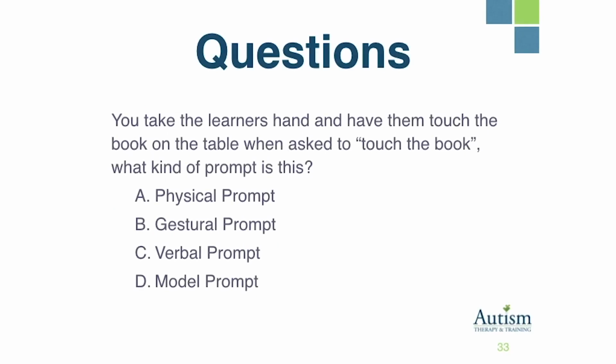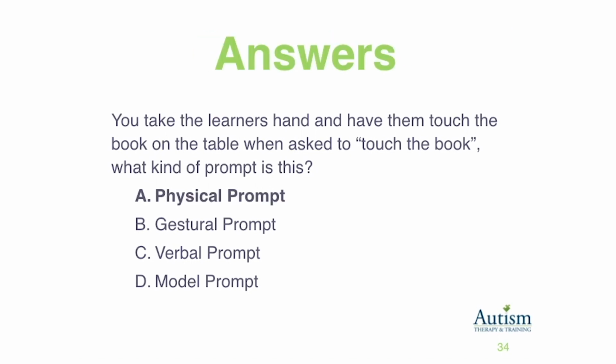You take the learner's hand and have them touch the book on the table when asked to. Touch the book. What kind of prompt is this? A. Physical prompt. B. Gestural prompt. C. Verbal prompt. Or D. Model prompt. And the correct response is A. Physical prompt.